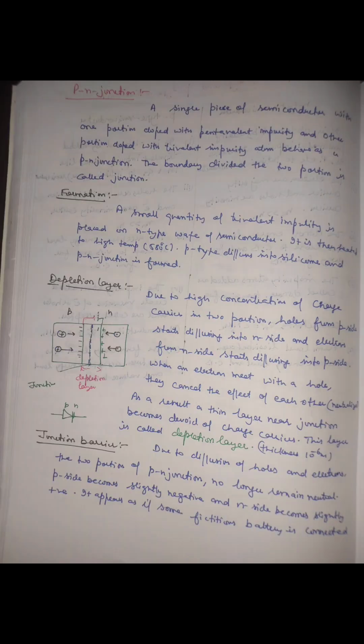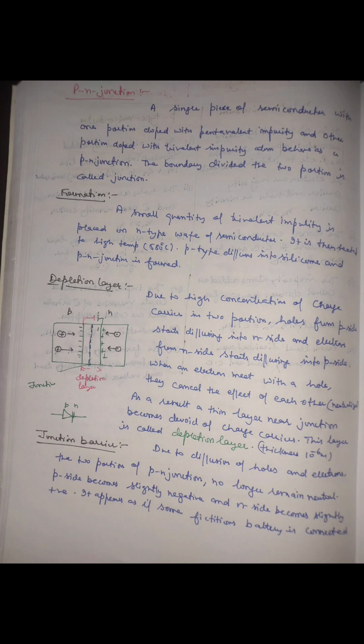A single piece of semiconductor with one portion doped with pentavalent impurity and other portion doped with trivalent impurity behave as a p-n junction diode. Hole from p side start diffusing into n side and electron from n side start diffusing into p side. When an electron meet with a hole, they cancel the effect of each other. As a result, thin layer near junction become devoid of charge called depletion layer.